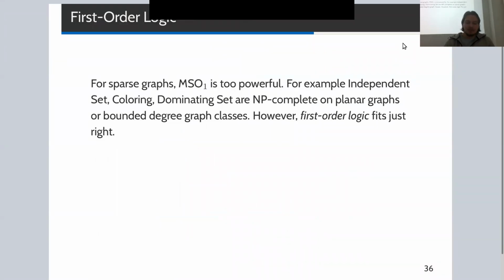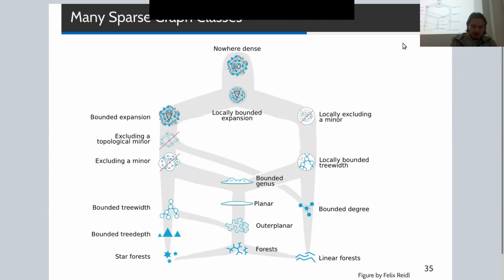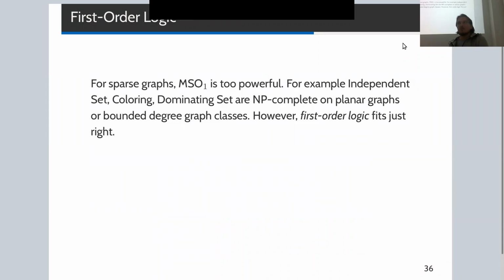But the important thing is, once you are above this bounded tree width case, maybe still here, once you're above this line, you cannot do MSO model checking anymore. And so MSO1 will be too powerful for the sparse graphs that we're interested in. Because, for example, independent set, coloring, dominating sets, they're all NP-complete on planar graphs or bounded degree graphs. However, we will consider first order logic, and we will notice that first order logic will be just the right logic for these sparse graph classes.